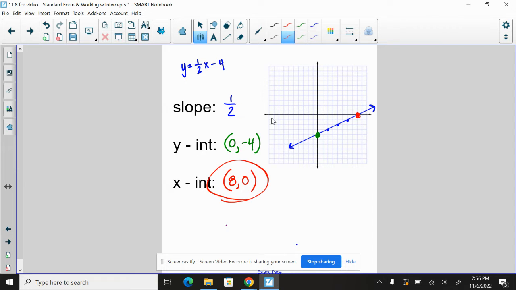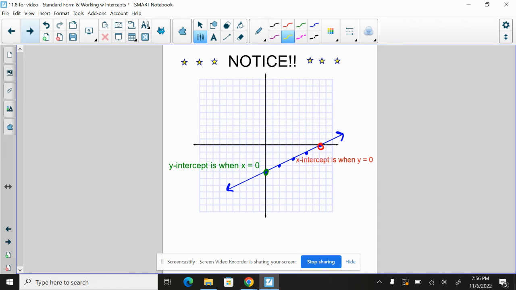So if you notice something right now, something really important is that the x-intercept is when our line crosses the x-axis, and that's when y is equal to 0. You don't go up and down anything. And our y-intercept is when our line crosses our y-axis, and that's when x is equal to 0. So that's a really, really important point here. So that's what I want you to notice.